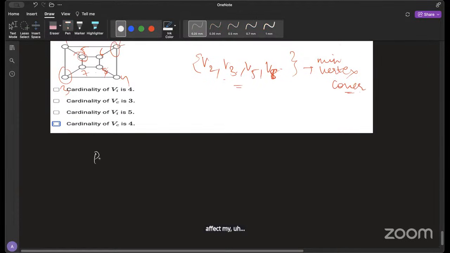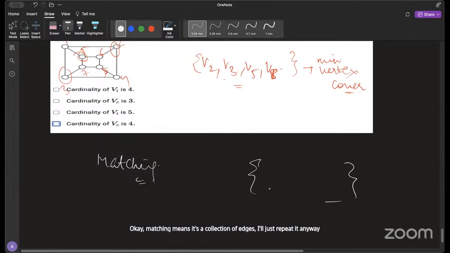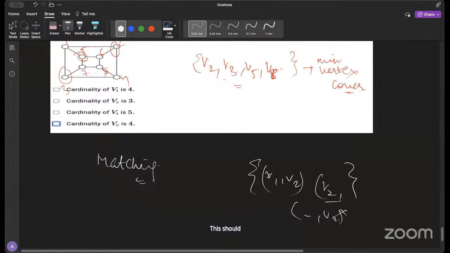In perfect matching, firstly, you're familiar with what matching is, right? Yes, ma'am. Okay, matching means it's a collection of edges. I'll just repeat it anyway. Matching means you collect the edges that do not have any vertex in common. So if I take V1, V2 here, then there should be no edge in this collection which has V2 in it. And the same goes for V1.